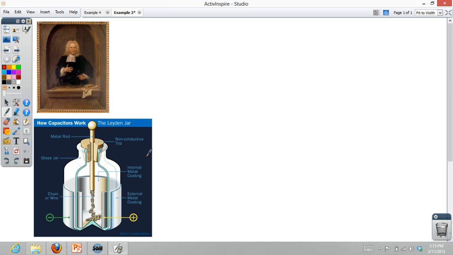So there was a gentleman by the name of Pieter van Musschenbroek, and in 1745 he and his assistant actually charged up something called a Leyden jar. And the Leyden jar is the device that you see here. On the inside, it's got some metal, and you charge it up, and when you do that, it gets somewhere around 10,000 volts. So the voltage for this is about 10,000 volts.